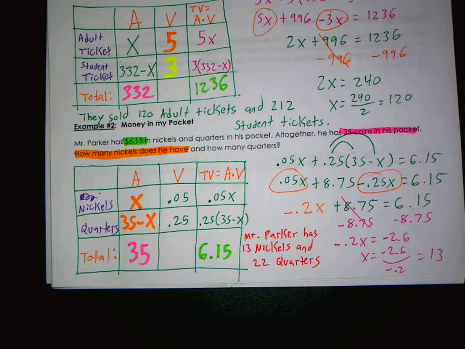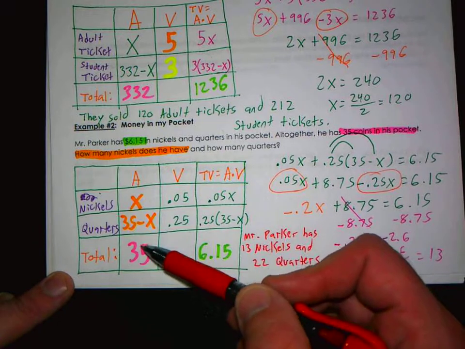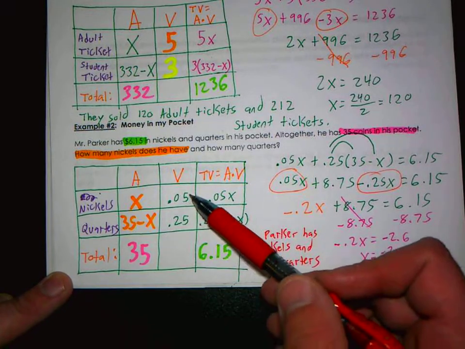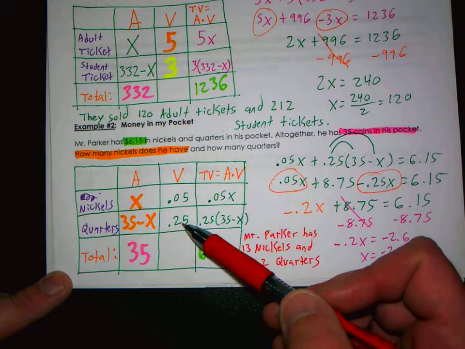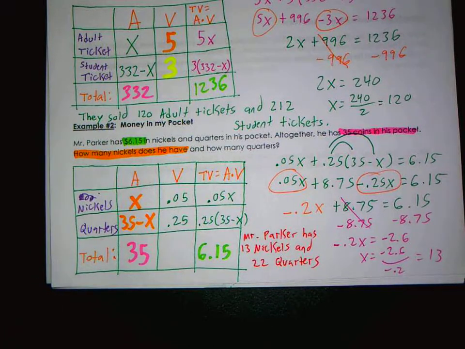Questions so far? And if you were doing substitution or elimination, you'd go x plus y is 35, 0.05x plus 0.25y is 6.15, and then solve for one of the variables and plug back in. Okay.